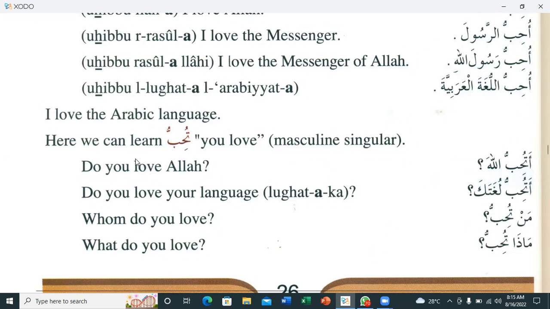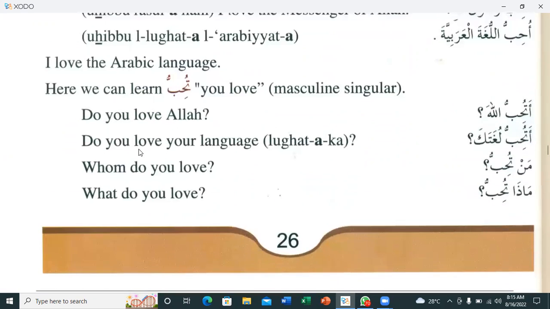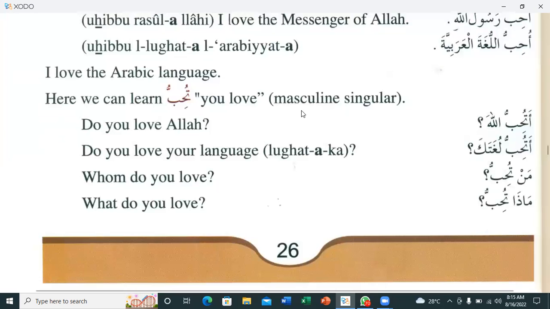Here we can learn tuhibbu. Tuhibbu means you love, used for masculine singular. Like if we say atuhibbullaha, that means do you love Allah? Atuhibbu lughataka, do you love your language? Lughataka means your language. Man tuhibbu, whom do you love? Matha tuhibbu, what do you love? Clear?